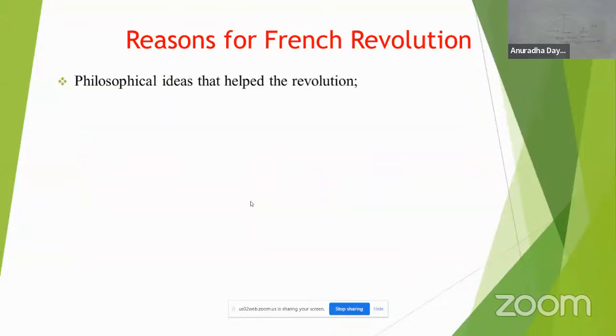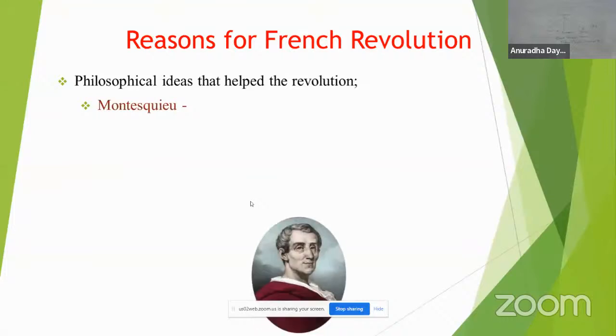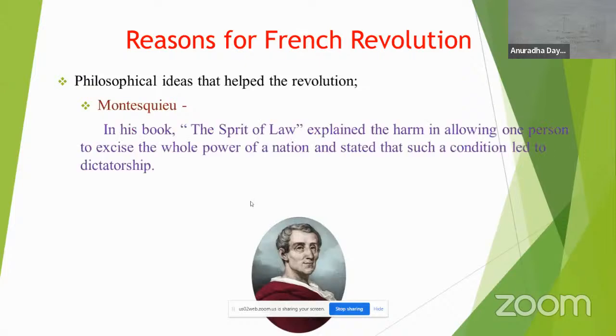So, philosophical ideas: some philosophers came out and gave their ideas supporting the poor people, farmers and laborers. So that's why they were motivated and encouraged. One such philosopher was Montesquieu. This is Montesquieu. What did he tell? He wrote in his book, what is the book?